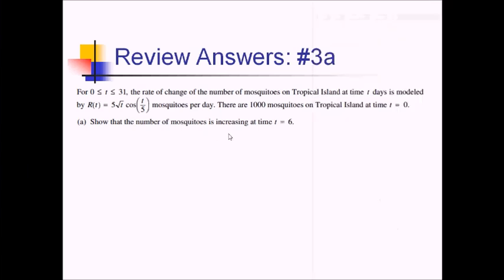And now to show that the number of mosquitoes is increasing at time 6, I need to get the rate of change of mosquitoes, which is actually this r of t function they gave us, and simply plug in 6 to see if that comes out positive or negative. So let me calculate r of 6 on the calculator.